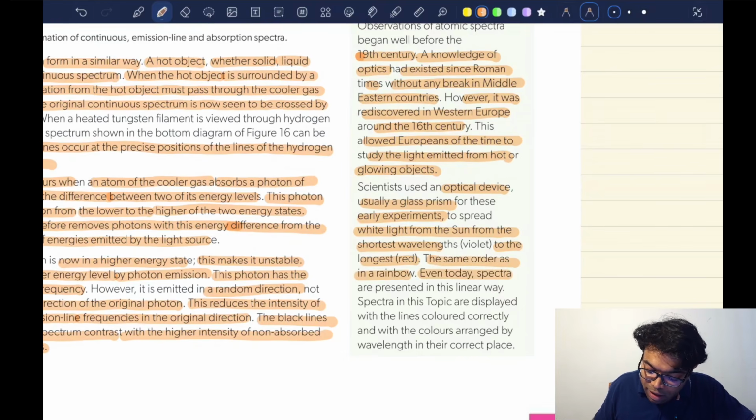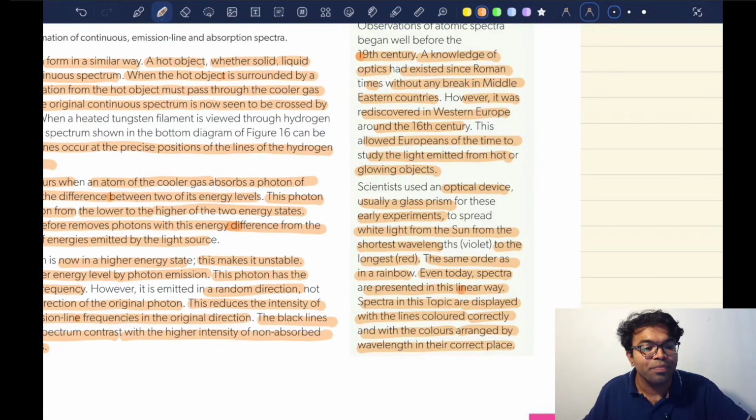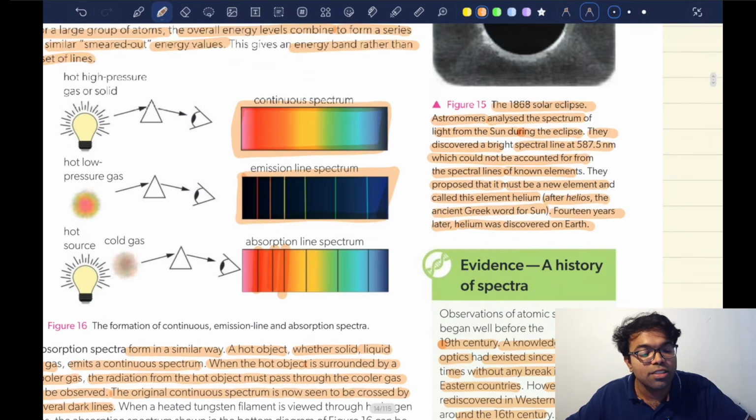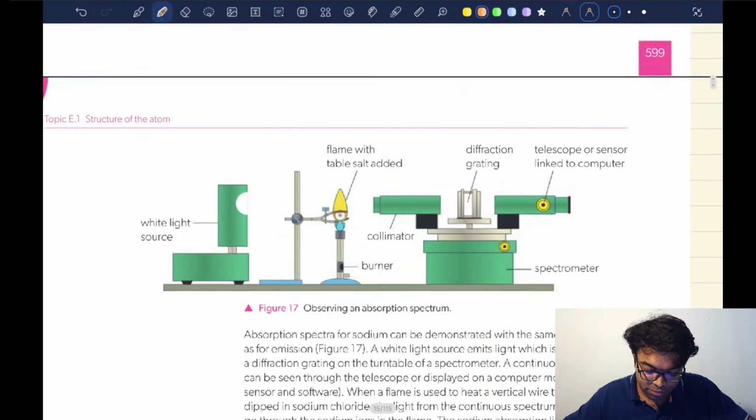Even today, spectra are presented in this linear way. Spectra are also displayed with lines colored correctly and with the colors arranged by wavelength in their correct place. So we still use the concept of spectrum. Violet, indigo, blue, green, yellow, orange, and red. That is not going to change anytime soon. It's a standard now.